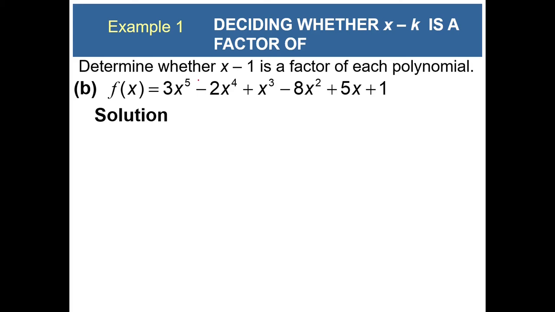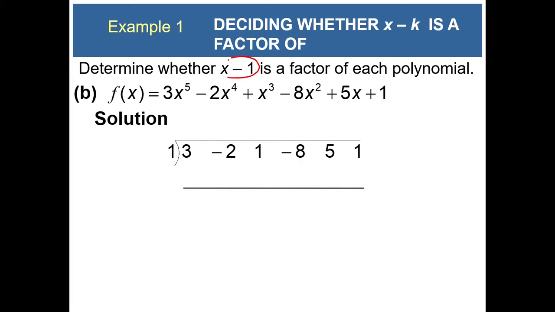Part B, we want to determine whether x minus 1 is a factor of, this time, f of x equals 3x to the fifth minus 2x to the fourth plus x cubed minus 8x squared plus 5x plus 1. We'll use synthetic division again. Since we are interested in determining whether x minus 1 is a factor, we'll use a positive 1 as our divisor. And inside we have the coefficients 3, negative 2, 1, negative 8, 5, and 1. And we'll use synthetic division.